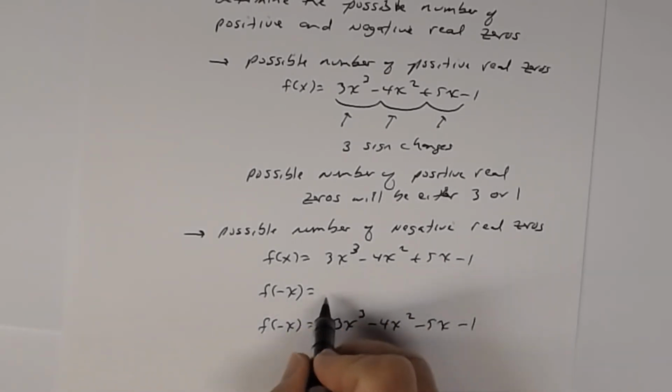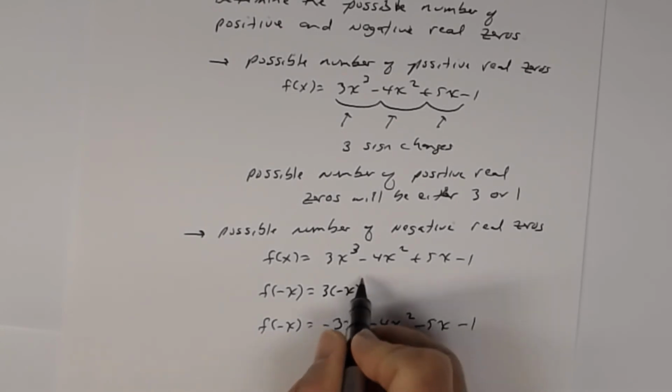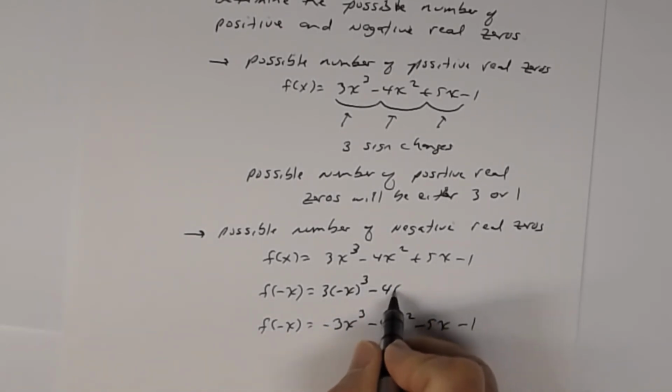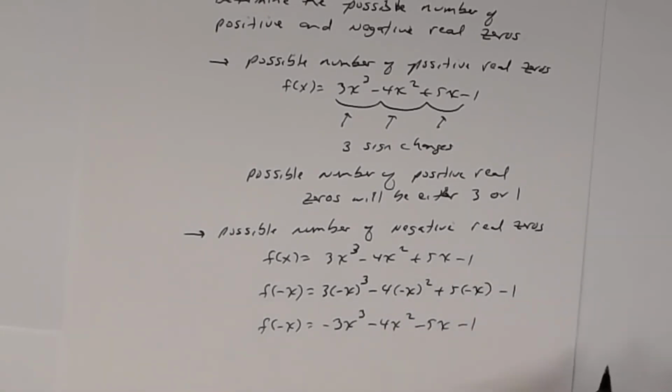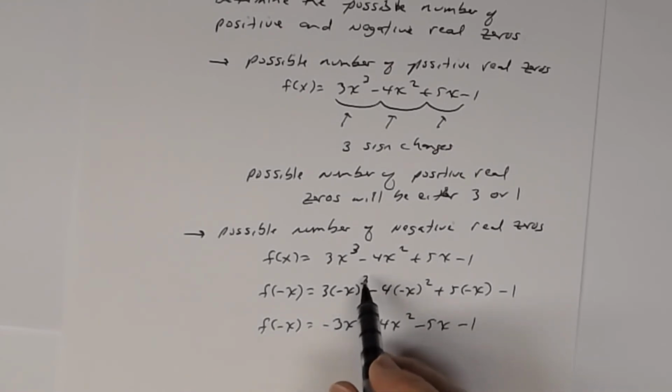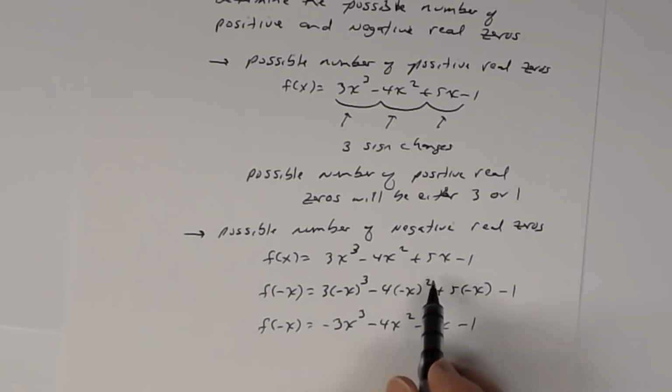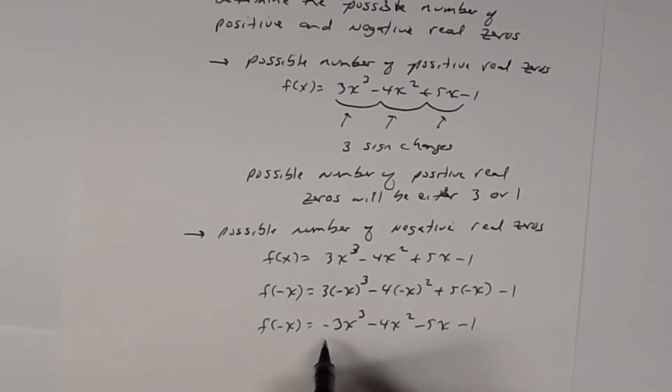Now let me show you, though, what's really happening. So where we see the variable x, it's substituting negative x. So 3 times negative x cubed minus 4 times negative x squared plus 5 times negative x minus 1. And so remember, negative x in parentheses cubed means negative x cubed. So negative x cubed times 3 is a negative 3x cubed. A negative x times itself is a positive x squared. So negative 4 times x squared is a negative 4x squared. A positive 5 times a negative x is negative 5x. Okay? All right.